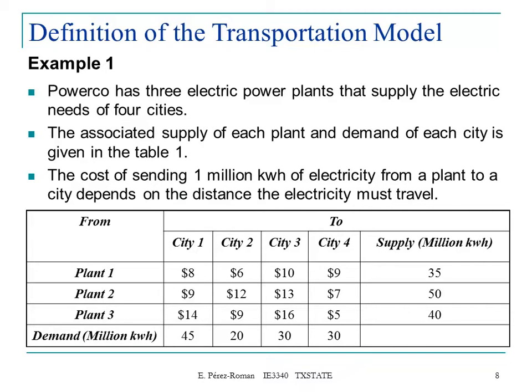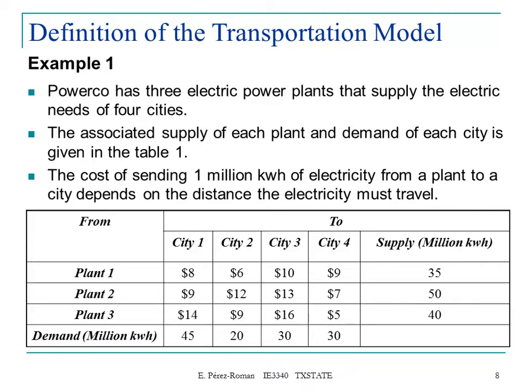So the example refers to this company called Powerco Corporation, and has 3 electric power plants that supply the electric needs for 4 cities. The associated supply of each plant and demand of each city is given in table 1. So this is the table.